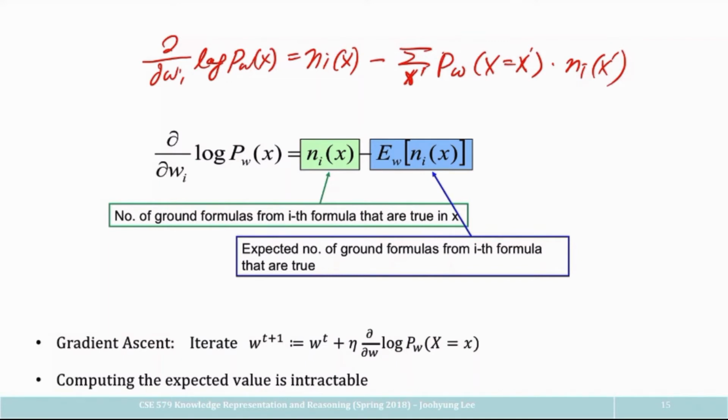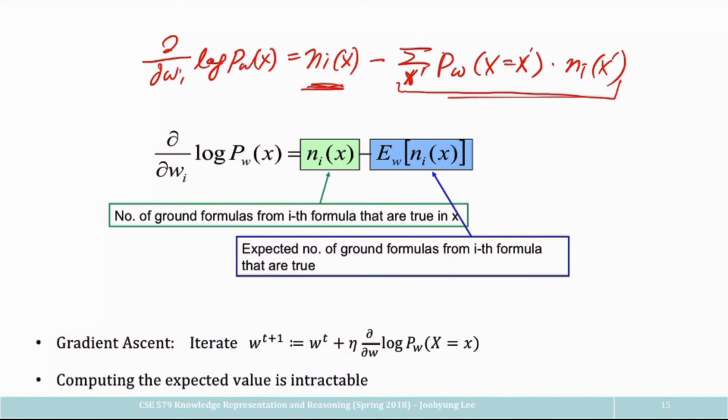But basically the message is this: the gradient here, although it's a bit complicated to compute, has a very simple end result. This is what you got in the previous slide, and what it means is that this part is the expected number of ground formulas that are true under the interpretation. Let me recap. What are the things that we have now? The first term is the number of ground formulas obtained from the ith formula that are true under the interpretation x.